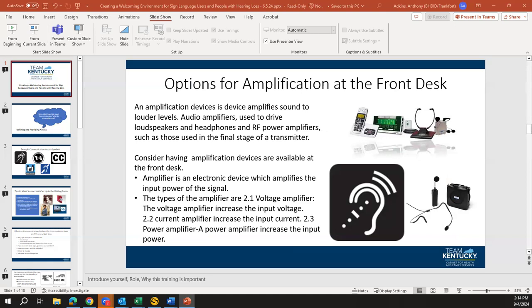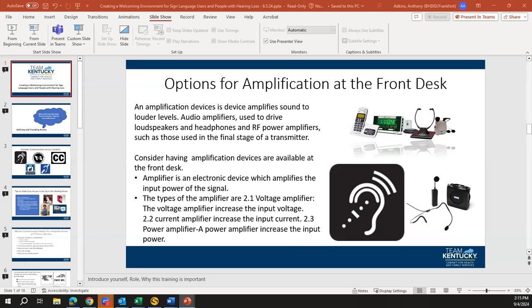There are options for amplification at the front desk. So let's talk more about this. We want to make sure that any amplification devices themselves are available. And these amplification devices allow sound to become louder for the person who's listening to it.